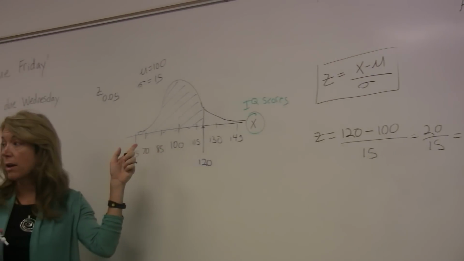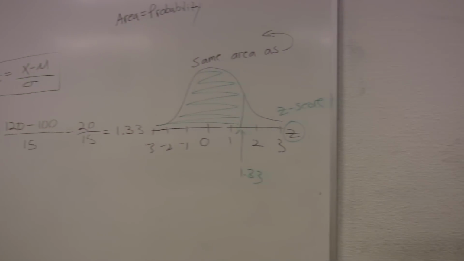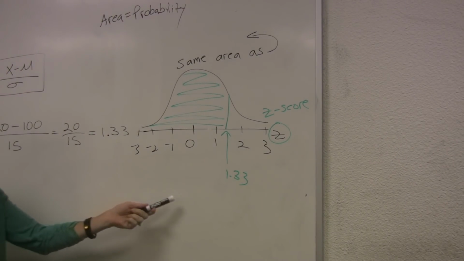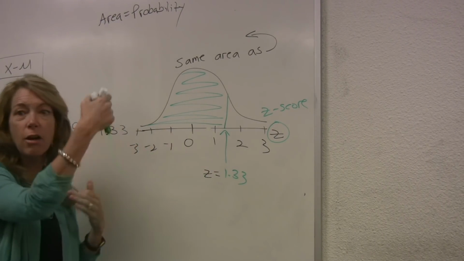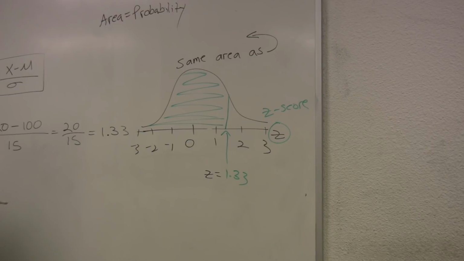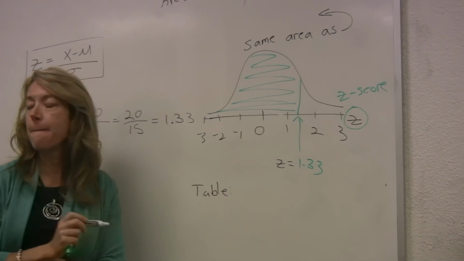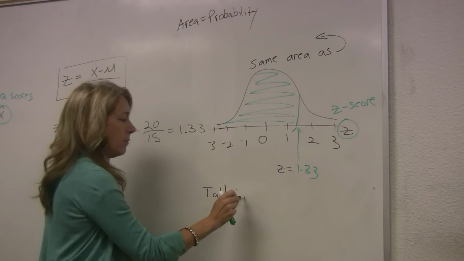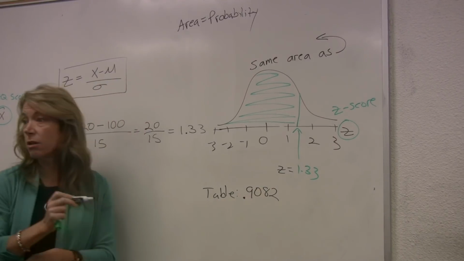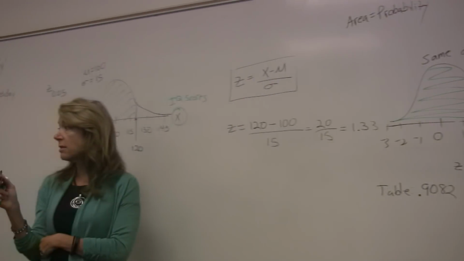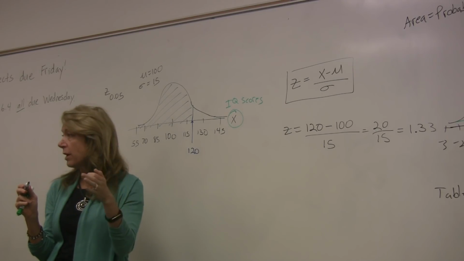I don't want to draw the line all the way up. How could I do that one on my table? Look up 1.33. We go down 1.3 and over to the 03 column. If we look it up on our table, what do we find? 0.9082, she says. I haven't looked it up. Does anyone agree with her? Yes, I hear lots of yeses and see some nods. We're going down to 1.3 over to the 0.03 column.